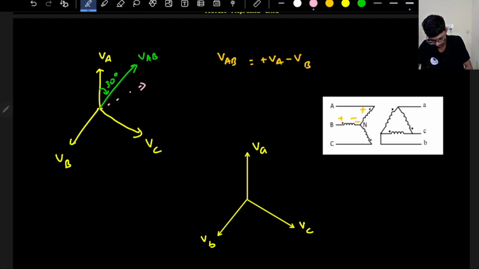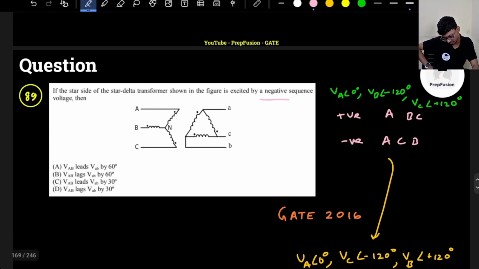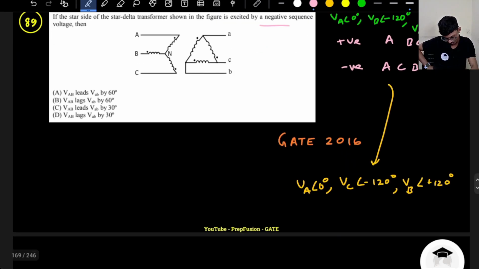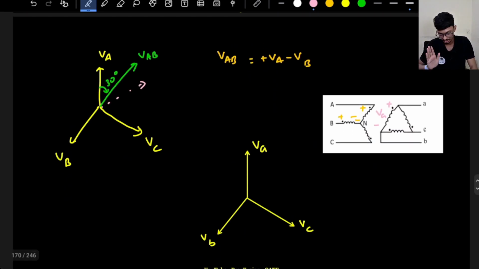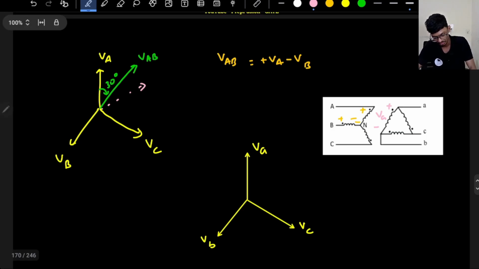So now what is my VAB? VAB is this value, right? It is VA only. They have not mentioned what the phase voltages are, they should have actually mentioned. Whatever, it will be plus VA only. They should have mentioned that this is coil A. So it is plus VA.